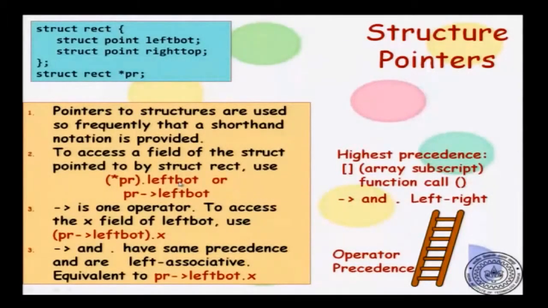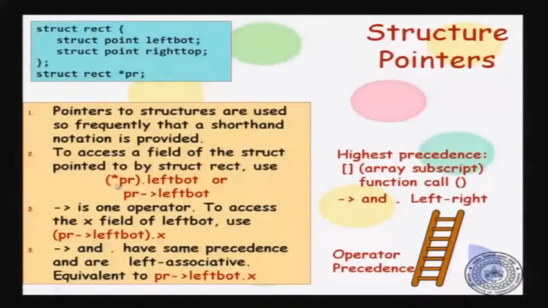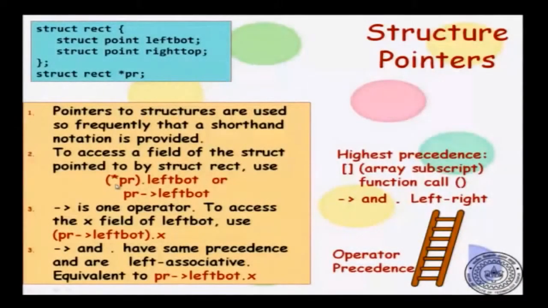So, there are two ways to address the fields of the location pointed to by PR. PR is a pointer to a struct rect. You can access its left bot by saying star PR dot left bot or PR arrow left bot. Notice that these two characters, dash and angle bracket, form just a single operator. The arrow operator and the dot operator have the same precedence, and both are left associative.